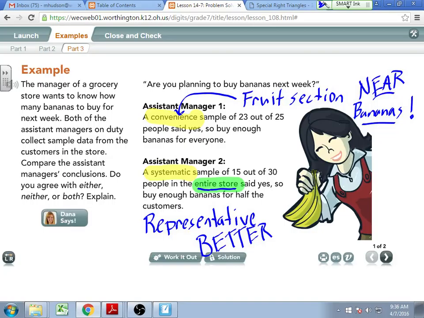So maybe assistant manager 1 did not pay attention to math class and did not realize how important bias is. Maybe reprimanded somehow. Because if they had ordered enough bananas for every single shopper they have, and they should have only ordered half as many, they'll end up with a lot of extra bananas. But some people don't like bananas. I know, exactly. That's why this sample seems off: 23 out of 25 people. To get a percentage, to get from 25 to 100, just multiply by 4. So 23 times 4, break it up, 20 times 4 is 80, 3 times 4 is 12. That would be 92% of customers buy bananas.